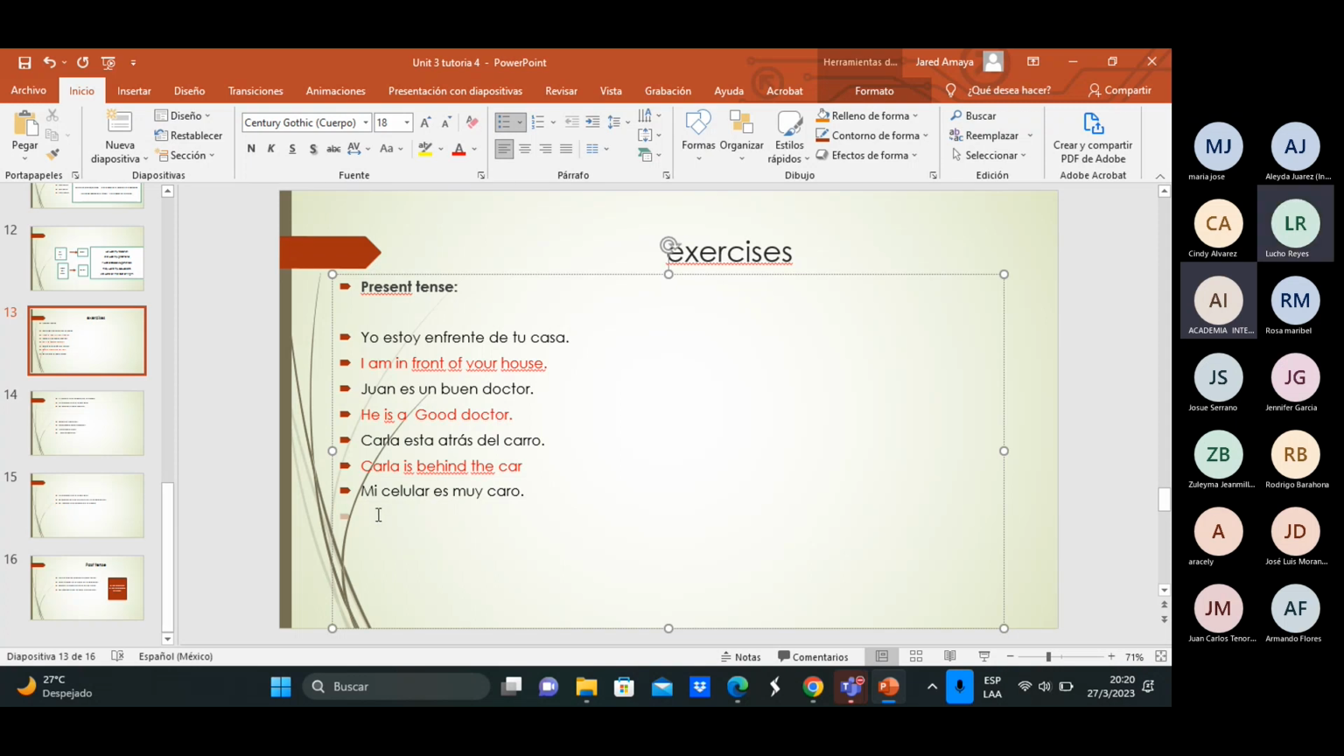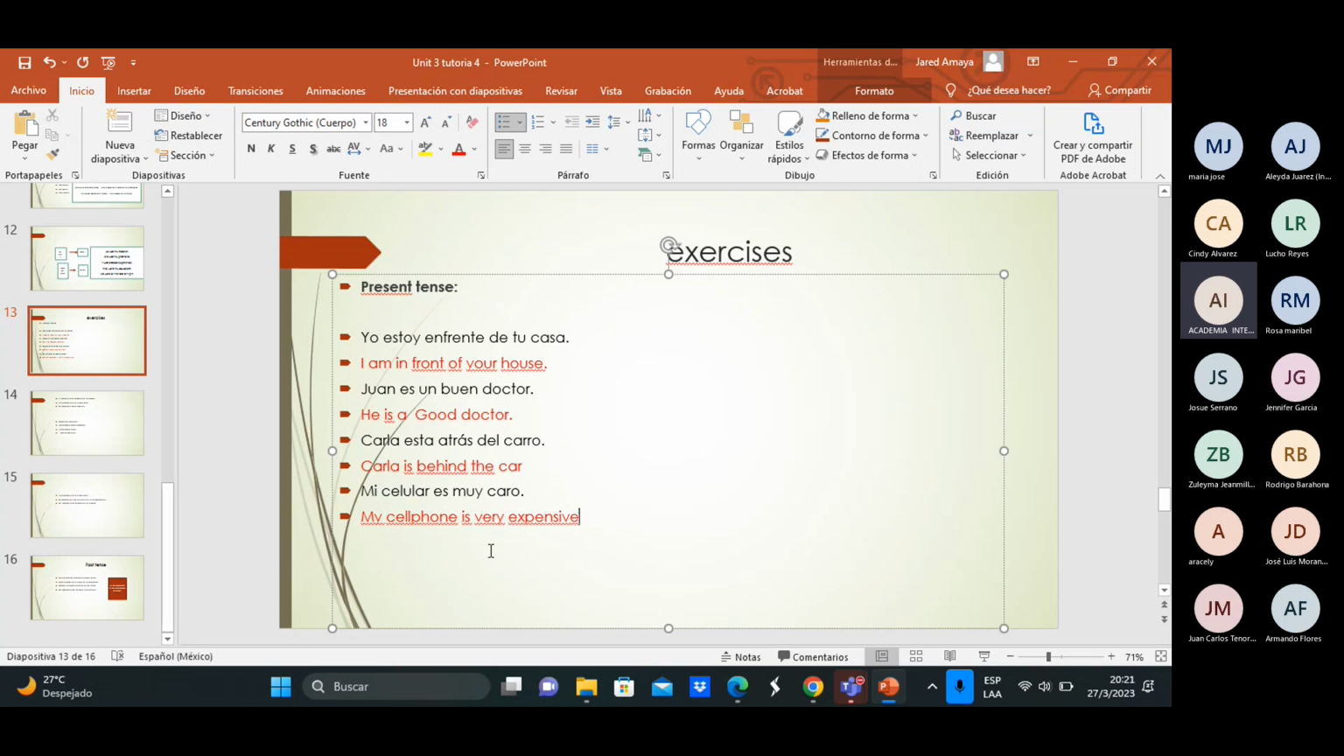Sí, teacher. No sé si está correcto. My cell phone is very expensive. Yep. My cell phone. Yes. Is very expensive. O solo my cell phone is expensive, that's it. No es necesario como agregar esto. Recordemos que lo estamos interpretando y no traduciendo, ¿verdad? Porque lo ideal es interpretar las cosas y no traducirlas. My cell phone is expensive.